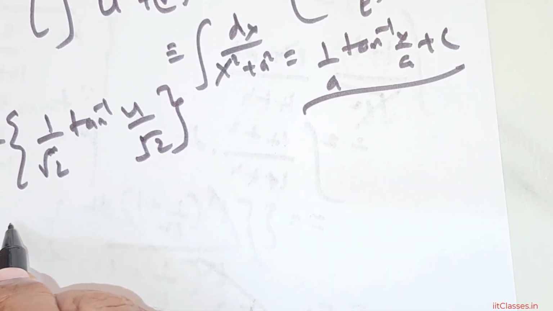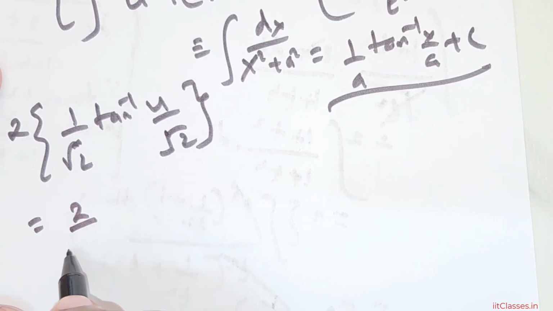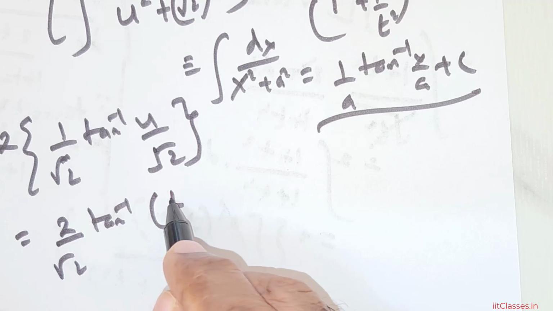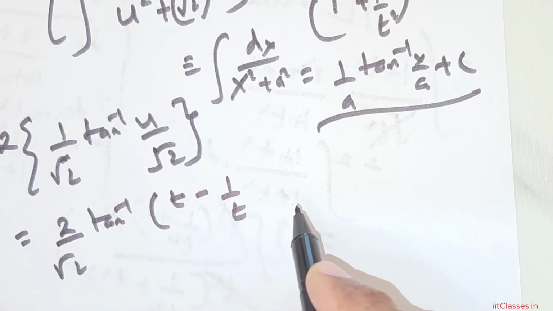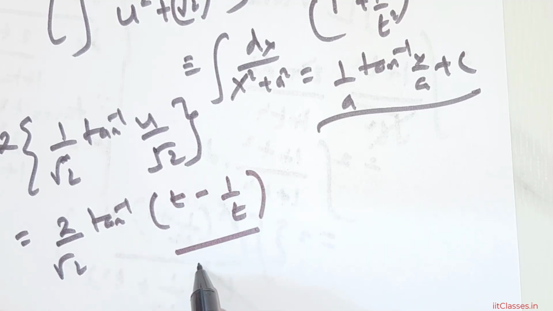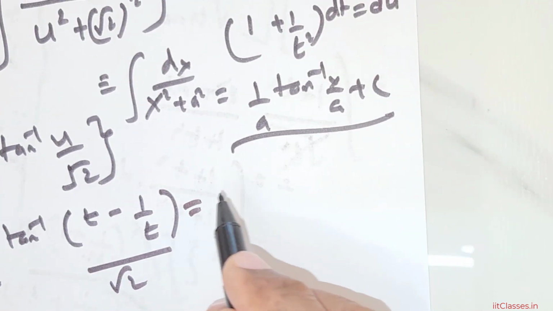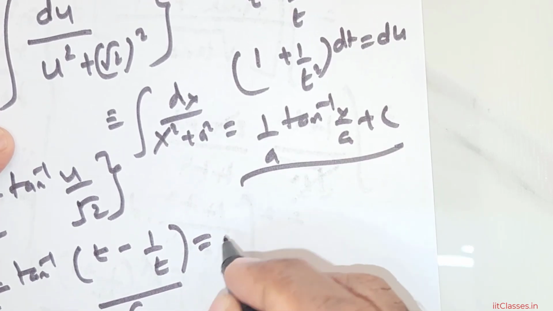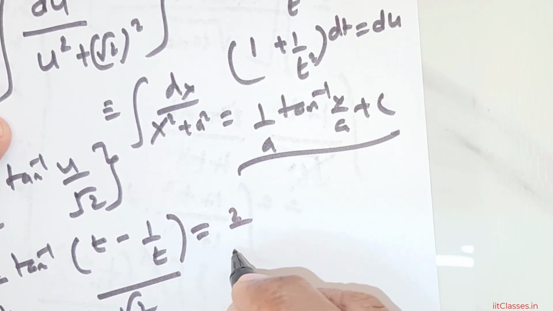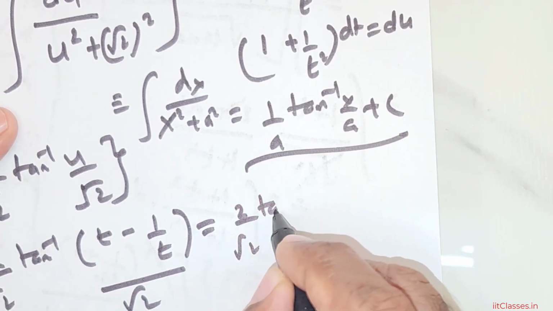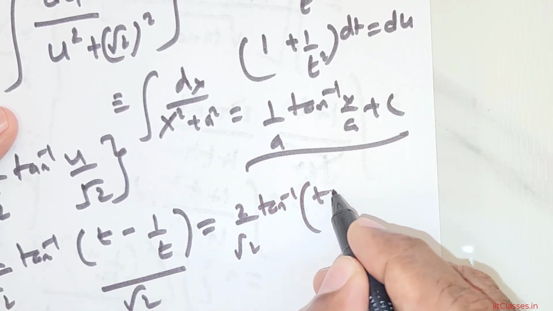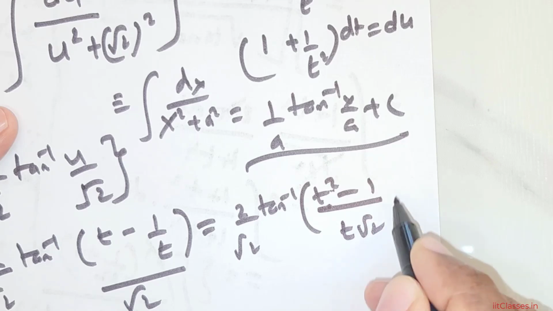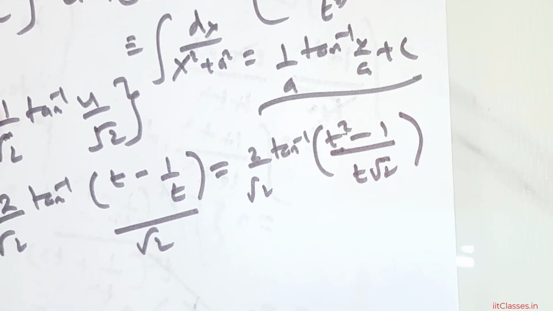So substitute that. It's going to be 2 over root 2 tan inverse of t minus 1 over t divided by root 2. Now what is my t? I don't have a t, but I have a t squared, so I can extract that value. So this is 2 over root 2 tan inverse of, taking the LCM, t squared minus 1 divided by t times root 2. So this is what we've got.